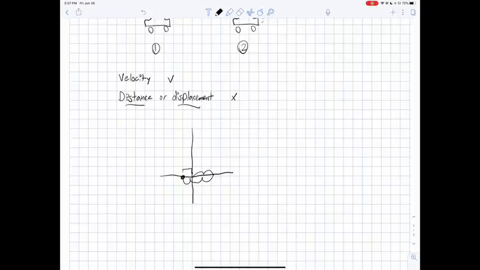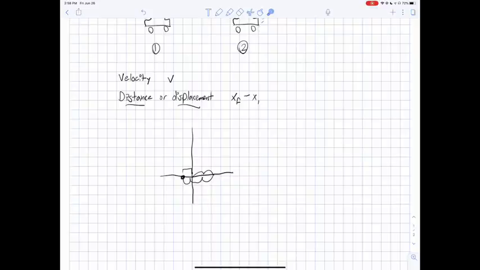And this is going to be very important for you guys to understand going forward, the difference between distance and displacement. The easiest way to think of it is displacement is going to be your x final minus your x initial. So what this means is your displacement is always going to be where you are minus where you started.